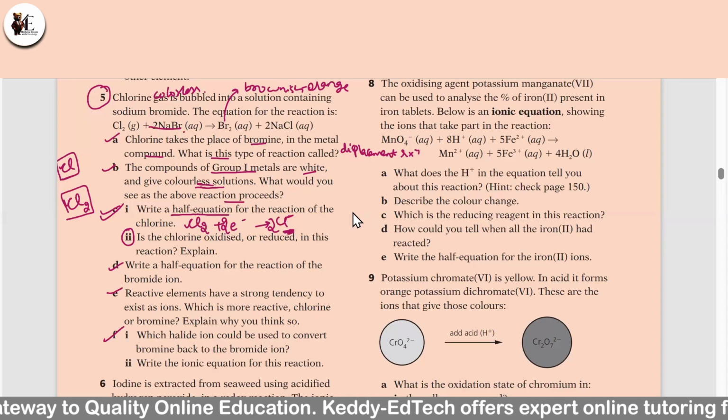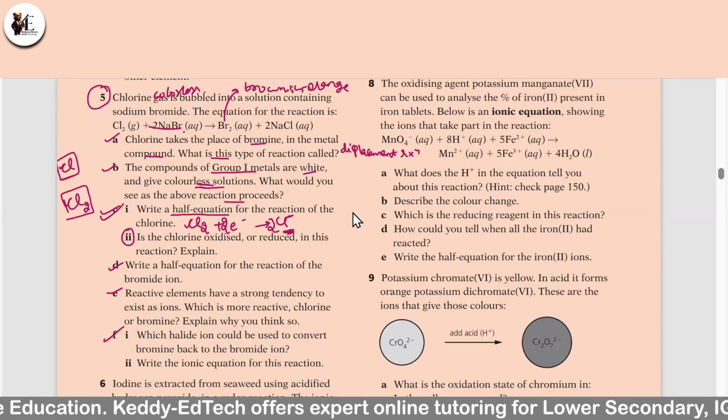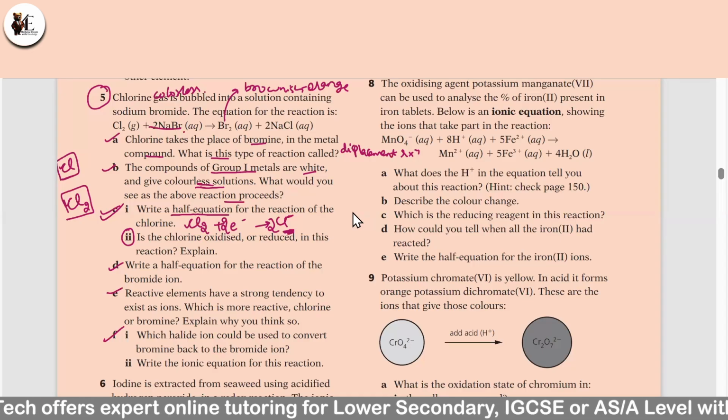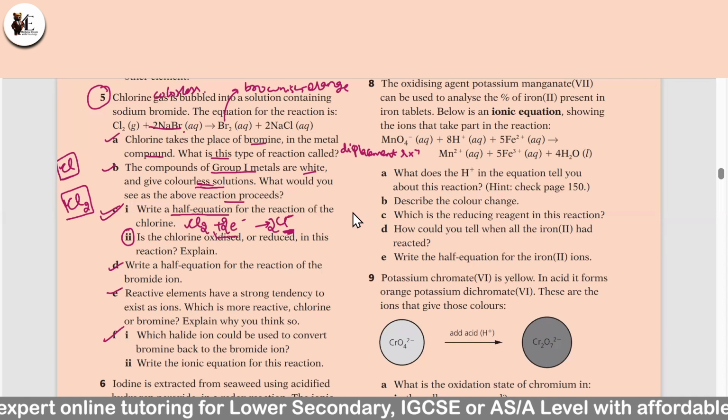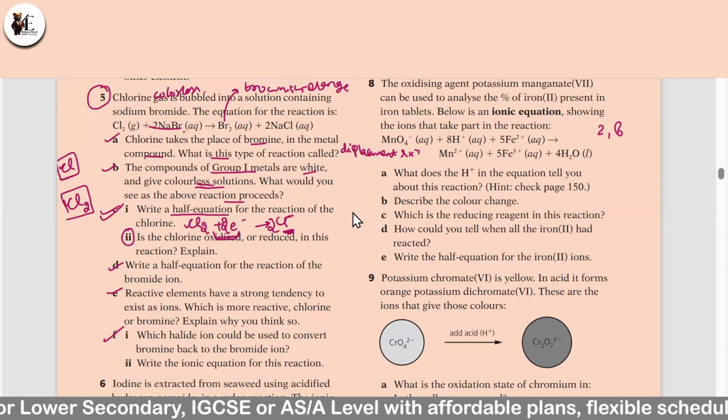I thought it's losing an electron. Cl2 plus 2 electrons means it is gaining an electron. If the electron comes on the right hand side, then it is losing an electron. But if it comes on the left hand side, then it is gaining an electron, right?